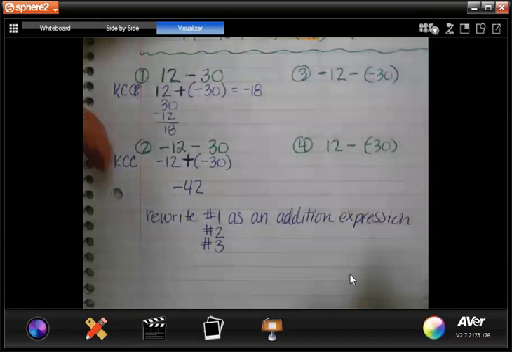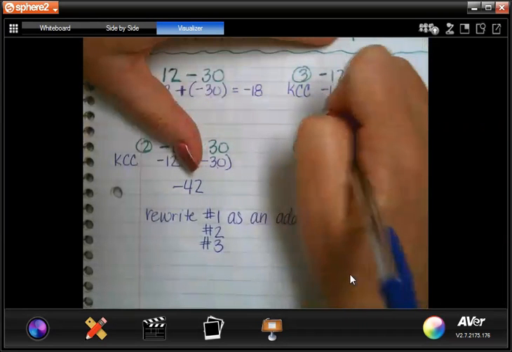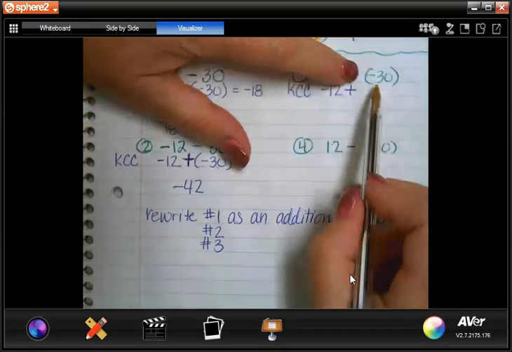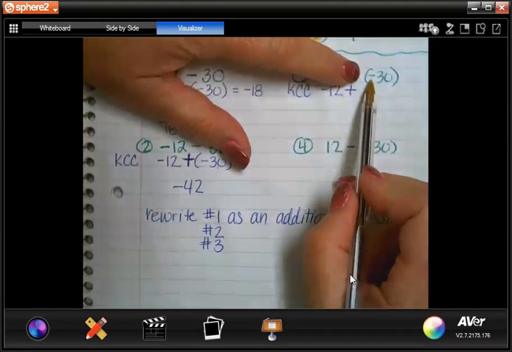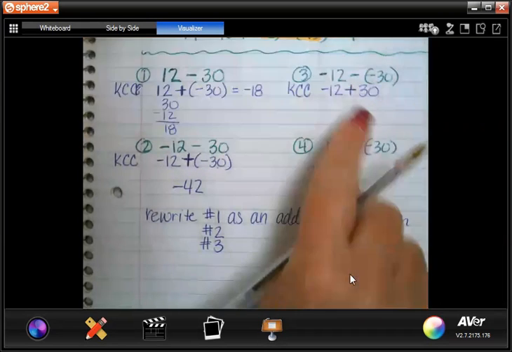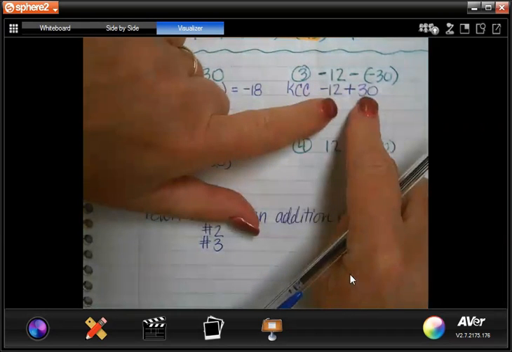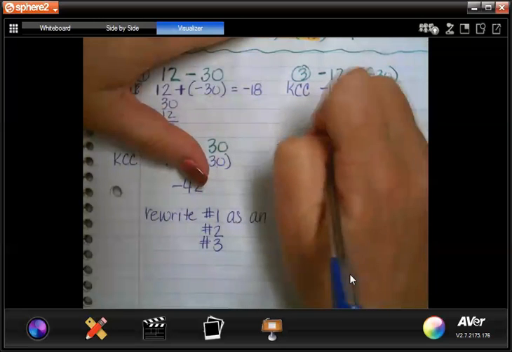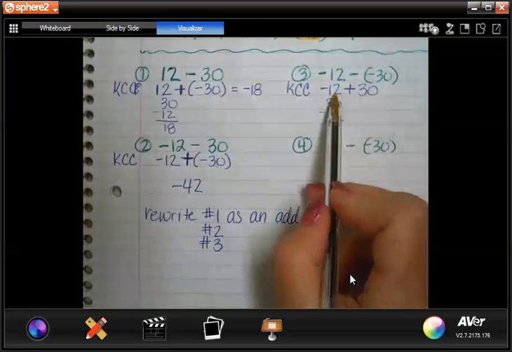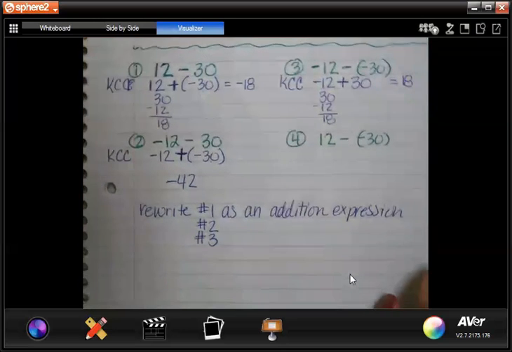So here we go again. Ready? We're going to keep, change. So keep the first number the same. Change subtraction to addition, and now do the opposite of the next number. Change it to its opposite. The opposite of negative 30 is positive 30. Now we have an addition expression. So when you add two different sign numbers, you don't add, you subtract them, and then you give it the sign of the bigger number. 30 is bigger than 12, and 30 is positive. So my answer is positive 18.